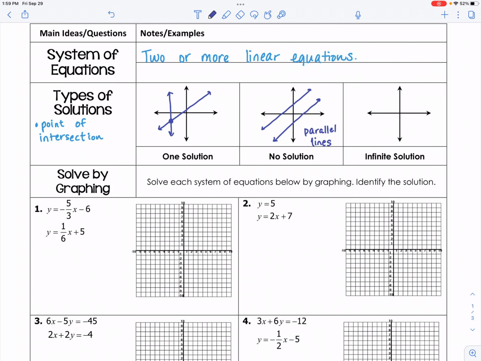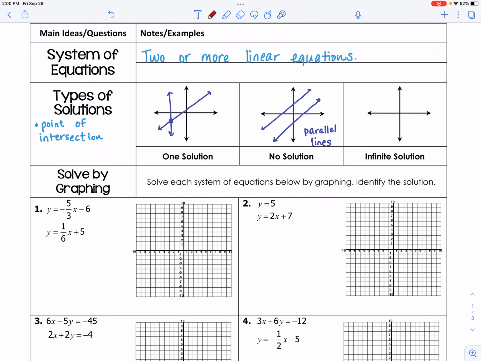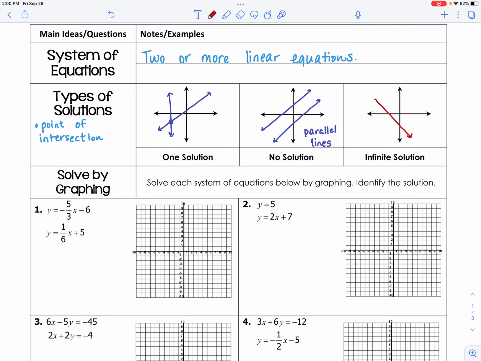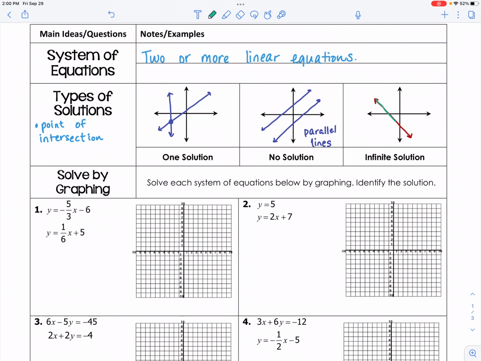And then we have what we call infinite solutions. So if we were to graph these two lines, let's say we graph a line here, and then the other line that we graph lays on top of it. This is what we call infinite solutions, because it's the same line, so they intersect at every single possible point. So we have infinite solutions.